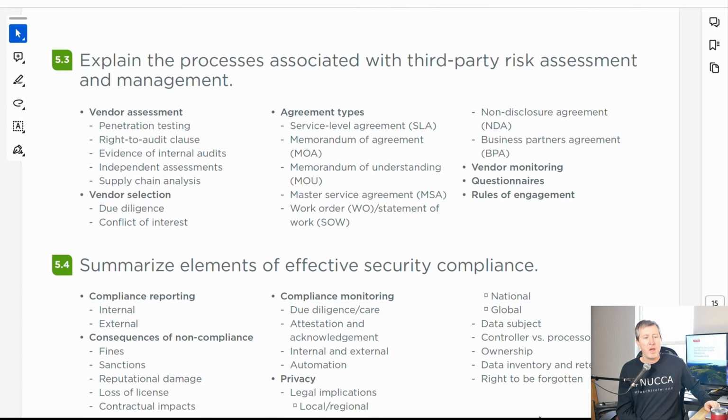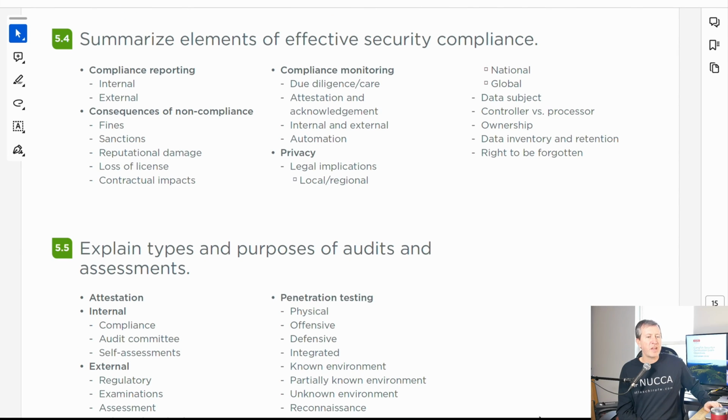We also then have subdomain 5.4, summarizing elements of effective security compliance, where we get into, again, things that are perhaps legal consequences if we're not doing certain things correctly. We might get into things that are geographical restrictions, such as GDPR for Europe or HIPAA for here in the United States, or GLBA or FINRA or FISMA or whatever else, right? There's a lot of different laws that we have to make sure that we are adhering to, and some of those you might have to check with your legal department for as well.